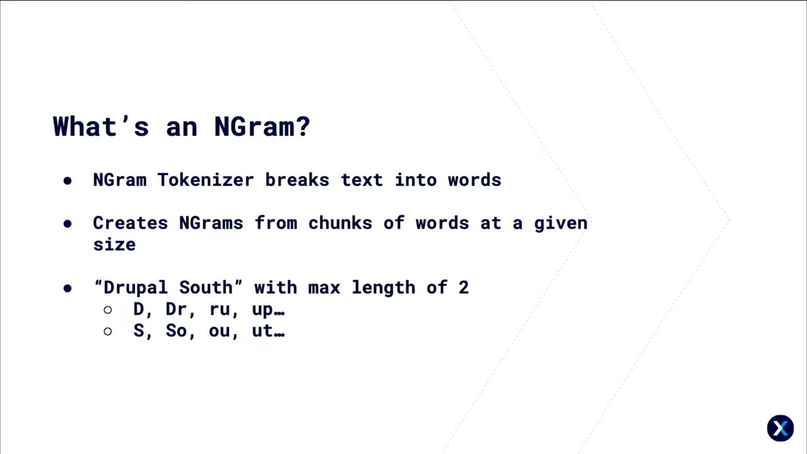So what actually is an engram? Well, the engram tokenizer will break up your content into words, and then it creates engrams out of those words at a given length. So if we say Drupal South with a length of 2, it's going to create all those little engrams for us to search over. So you can kind of think of engrams as like a sliding window that moves across the words and creates little sequences of characters.